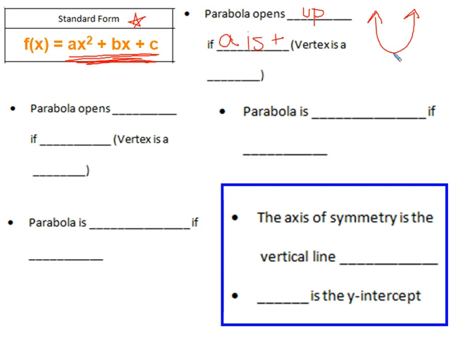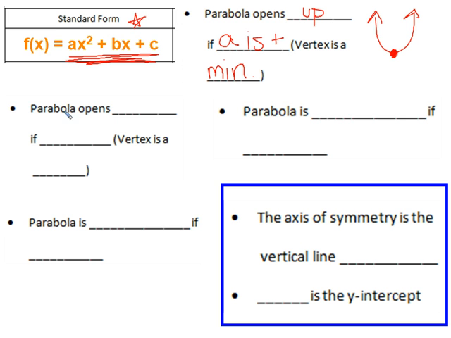Now if we think about the vertex, somewhere right there, the highest or lowest point, since our parabola opens up, our vertex in this case is a low point. More specifically, it's the lowest point, so we can classify that as the minimum. This is the absolute lowest point that this graph is going to have. So that's if a is positive.